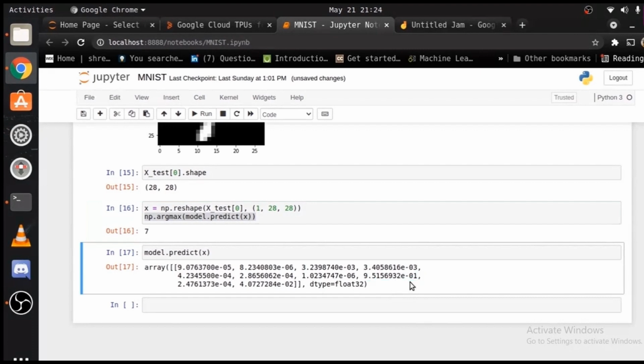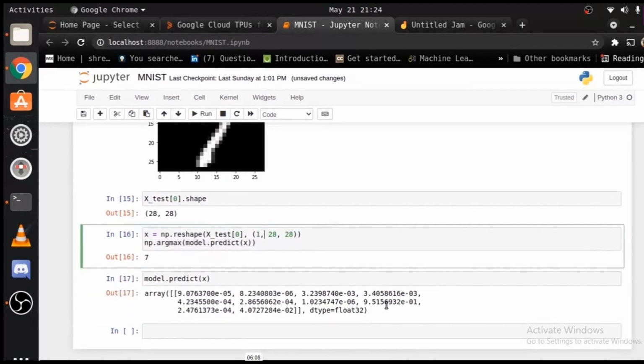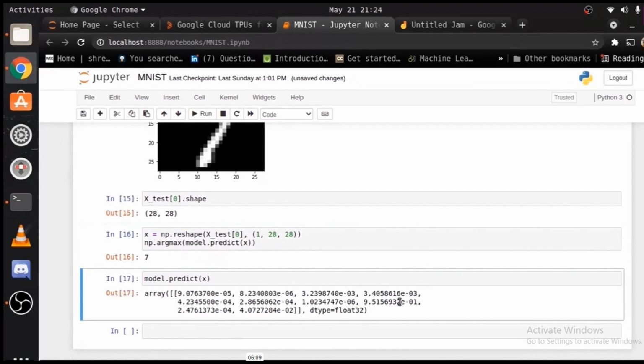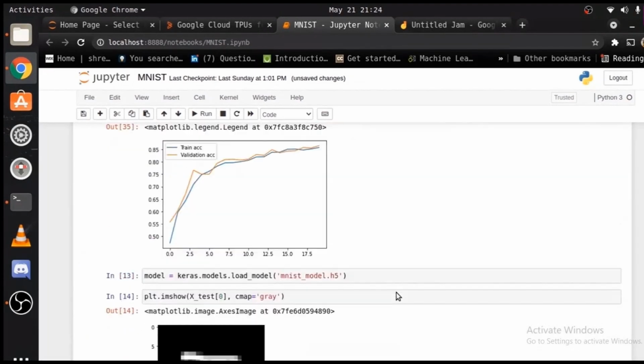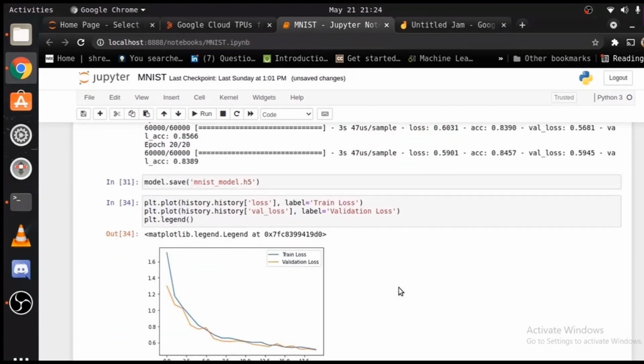You can see the power of 1 minus 1, so that means you shift the dot here. So the probability that this image is a number 7 is 0.95. Okay, cool. Now what are the few things that could have been done? You can see here the accuracy did not increase by a lot, so the final accuracy was around 0.84.